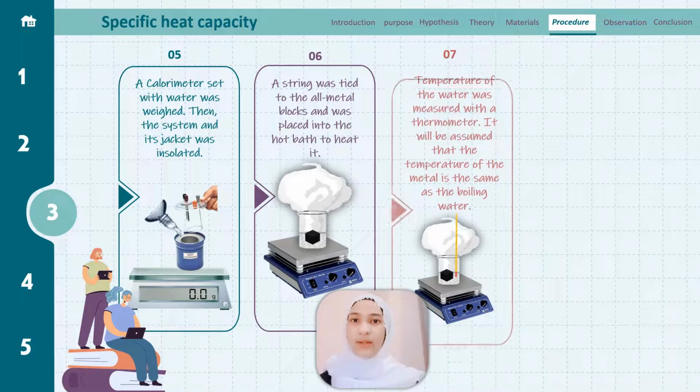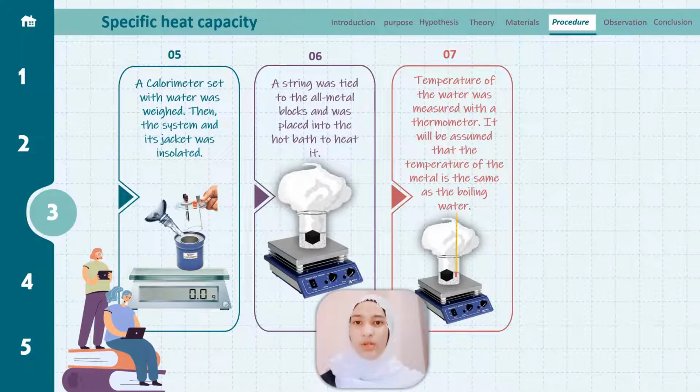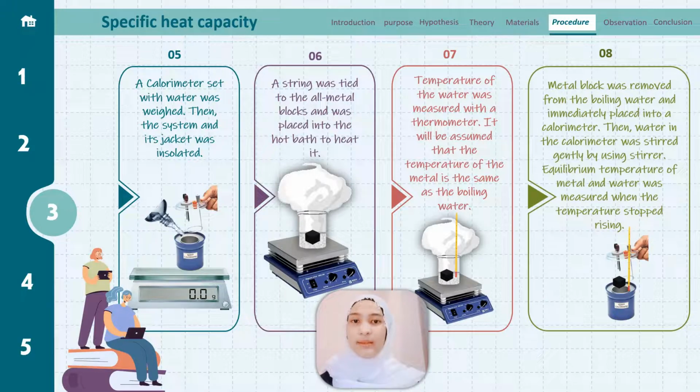Then the temperature of the water was measured with a thermometer. It will be assumed that the temperature of the metal is the same as the boiling water. Last but not least, the metal block was removed from the boiling water and immediately placed into the calorimeter. Then, the water in the calorimeter was stirred gently using a stirrer. The equilibrium temperature of metal and water was measured when the temperature stopped rising.